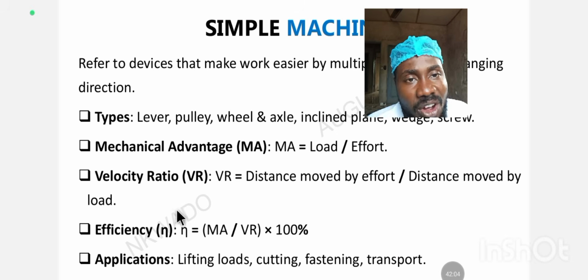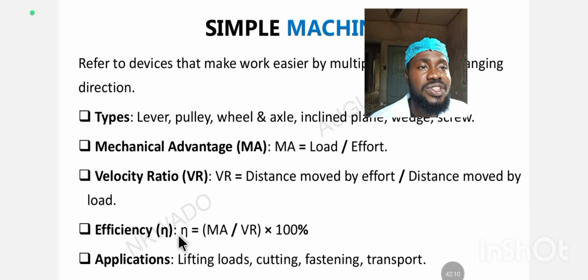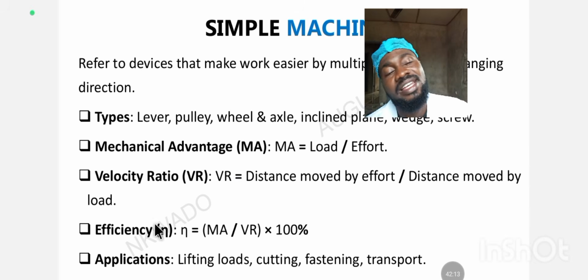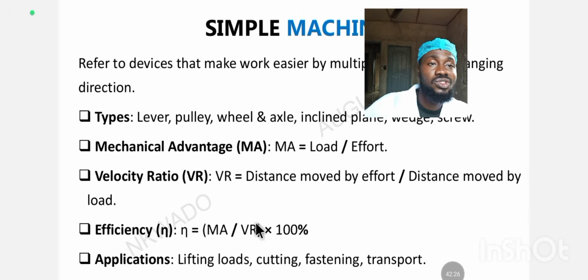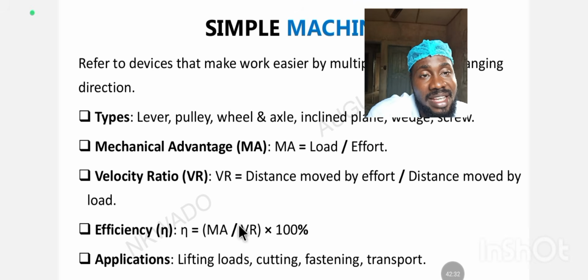So, efficiency of the machine. This symbol is also the symbol for viscosity, but here it represents efficiency. Efficiency of the machine is given by mechanical advantage per the velocity ratio times 100 over 1. Mechanical advantage over velocity ratio times 100 over 1. So that is how to solve the efficiency. As easy as that, easy peasy.